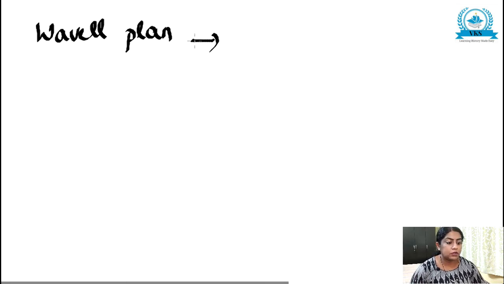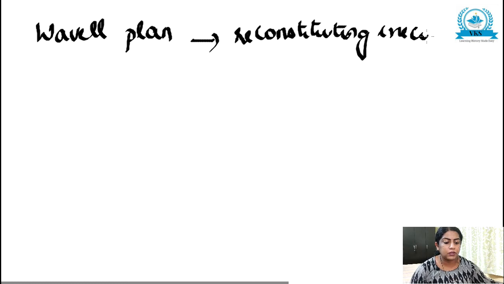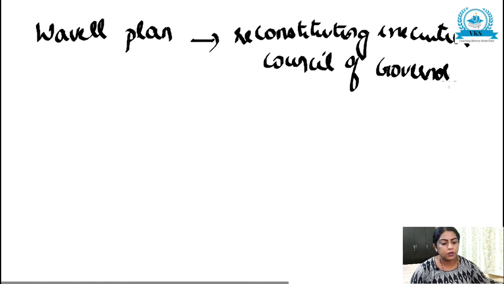And after this, the Wavell Plan. After Stafford Cripps came, next was the Wavell Plan. This plan proposed reconstituting the Executive Council of the Governor General with equal seats to Hindus and Muslims.